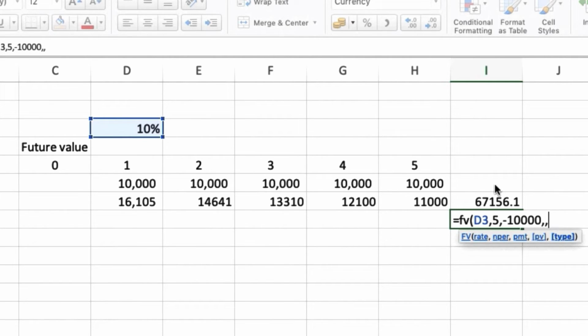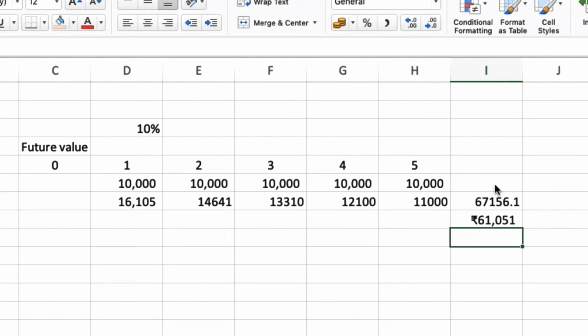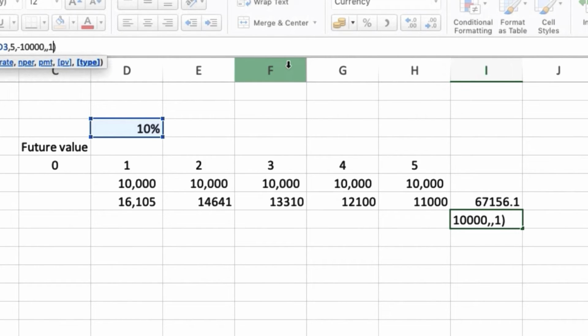So type denotes whether the payment is done at the end of the period or the beginning of the period. So 0 stands for end of the period and 1 is the beginning of the period. And Excel takes as a default option 0, which assumes end of the period. So if I don't put anything here, it will assume end of the period and our numbers will not match. It will assume that at the end of first year the first payment was done, which is not the case. 10,000 rupees invested today, then at the beginning of second year, then beginning of third year, and so on. So that is why we need to put type as 1, which stands for beginning of the period.